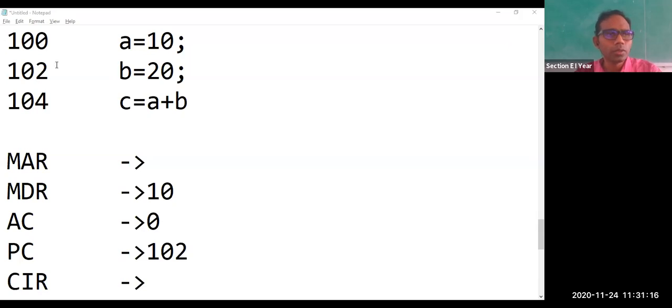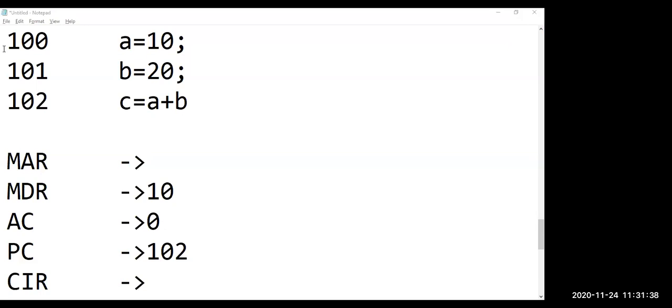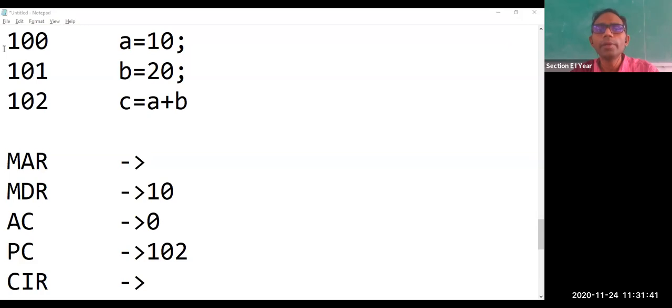Somebody asked, let us make it 101, 102. Now when you are executing this particular line, A equal to 10, what will be there inside MAR? The address of A. Suppose the address of A is 200. Let us make it simple. The address of B is 300. Just make a box, write like this, 200 and 300. So what will be there in MAR? MAR has 200 in it.